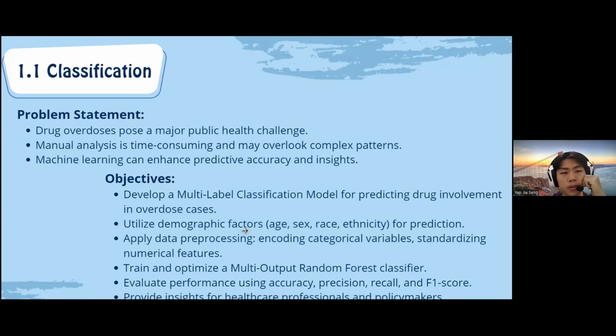Our objective is to develop a multi-label classification model using demographic data, including age, sex, race, and ethnicity. We apply data pre-processing techniques such as encoding categorical variables and standardizing numerical features. The model was trained using a multi-output random forest classifier and evaluated with accuracy, precision, recall, and F1 score. By predicting the drug involvement in overdose cases, this classification model enables targeted intervention for high-risk groups.